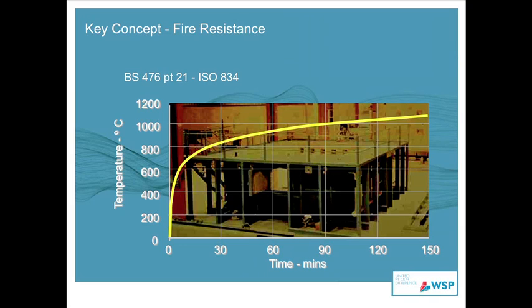So really what we're trying to say is that the standard fire curve, although it's important for product manufacturers in terms of coming up with a standardised method of characterising their products, it doesn't really tell us a lot about how real buildings are actually going to behave in real fires.